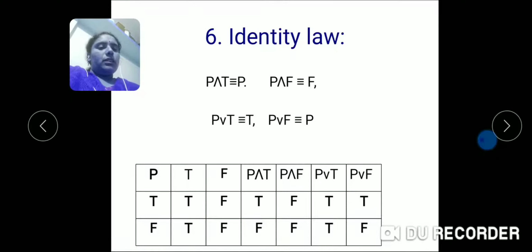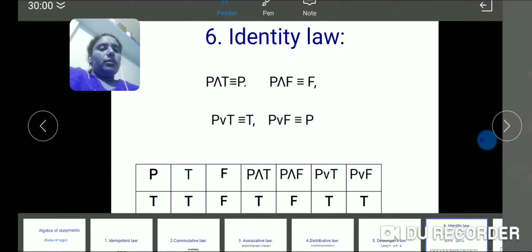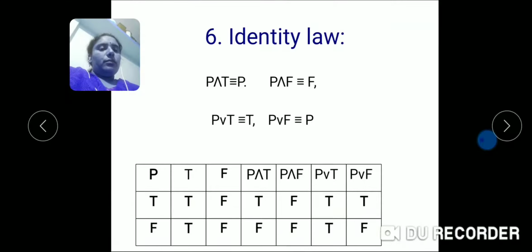Therefore, see, the truth values in this column are true and false, which are same as P. Therefore, P and true is logically equivalent to P. Similarly, P and false is logically equivalent to false.